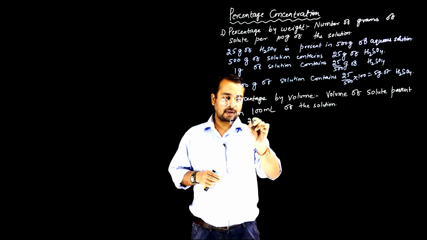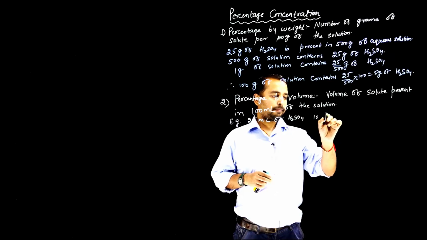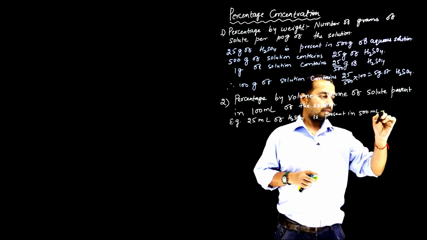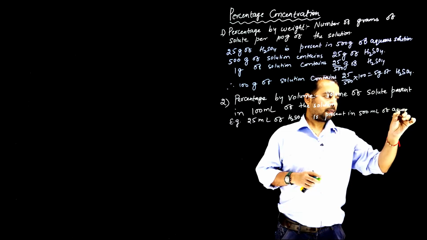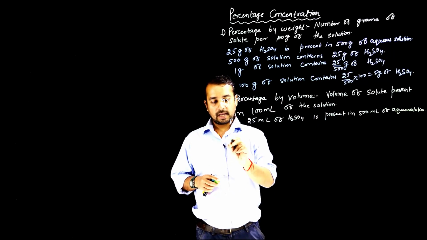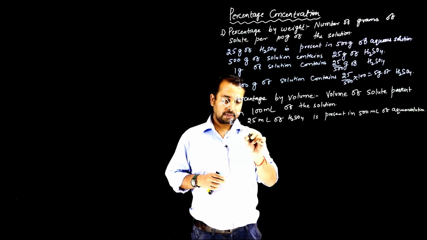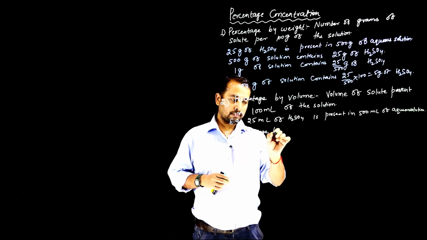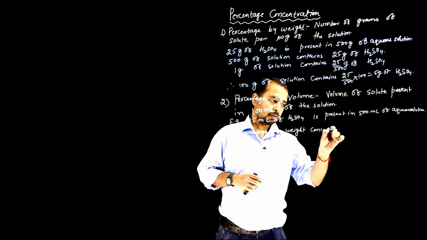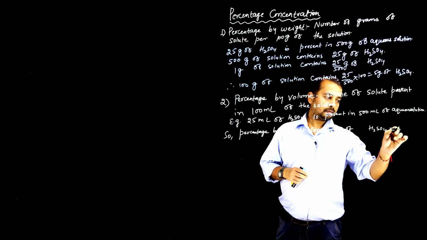So if 25 ml of H2SO4 is present in 500 ml of aqueous solution, then like the previous case, the percentage by volume concentration of H2SO4 will be 5%.